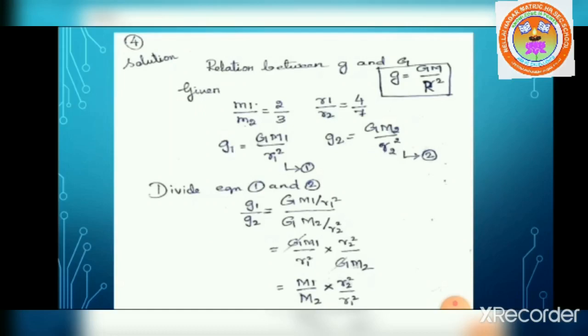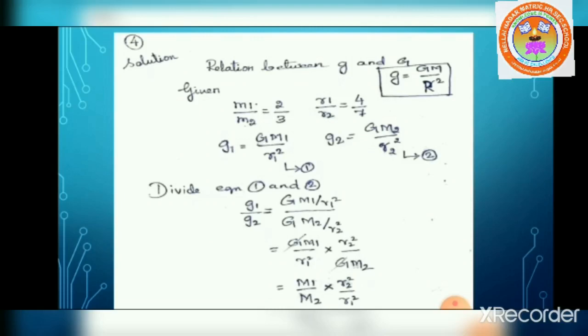So g1 = GM1 by R1 square is equation 1, and g2 = GM2 divided by R2 square is equation 2. Divide equation 1 by 2. So g1 by g2 is equal to GM1 by R1 square divided by GM2 by R2 square. The denominator GM2 by R2 square becomes its reciprocal, R2 square divided by GM2. So G in the numerator and denominator cancel.